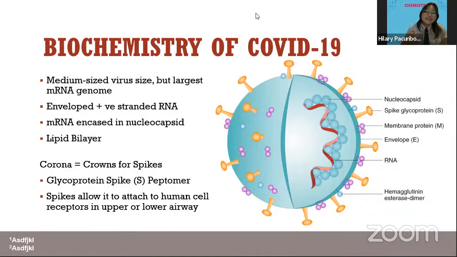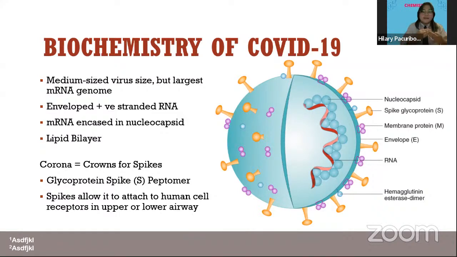Let us now proceed to the biochemistry of COVID-19. Presented in this slide is a schematic representation of SARS-CoV-2 structure. First, it is a medium-sized virus. It seems small, but it's actually terrible because it has the largest mRNA genome. This viral mRNA serves both for translation of viral proteins, and it serves as a template for replicating the viral genome.